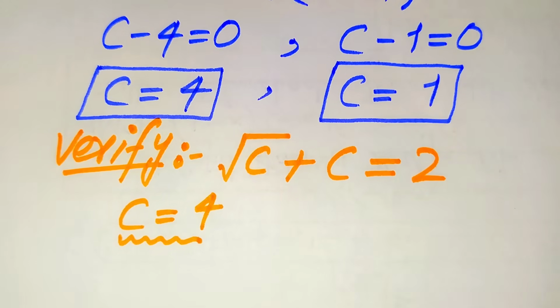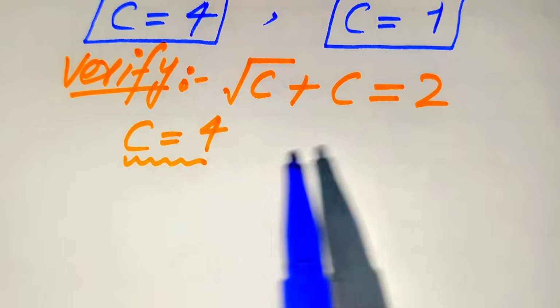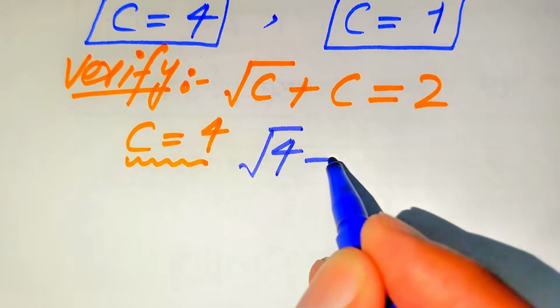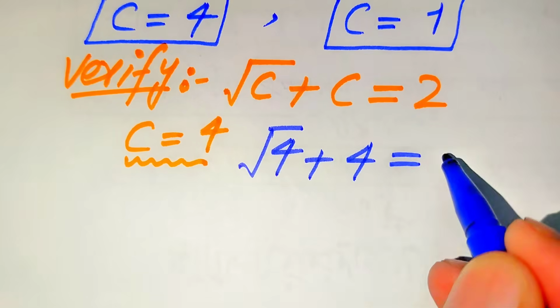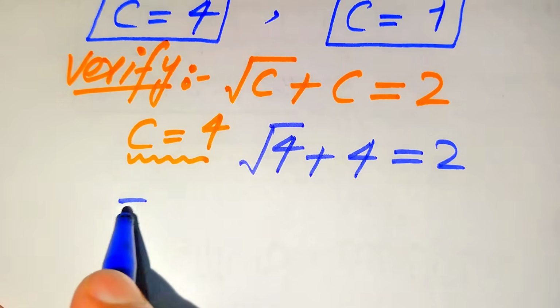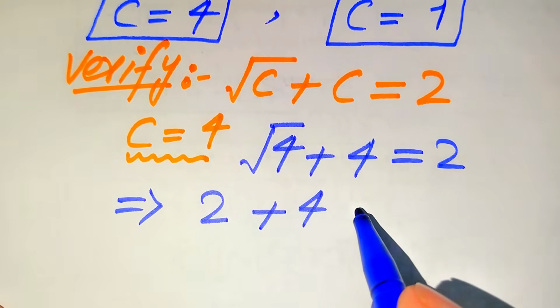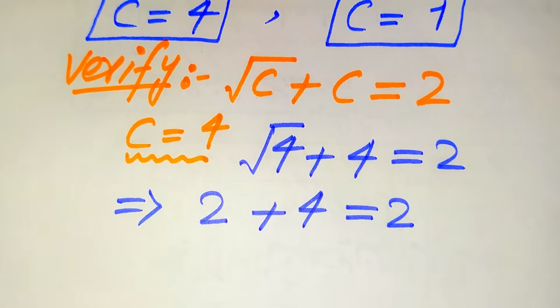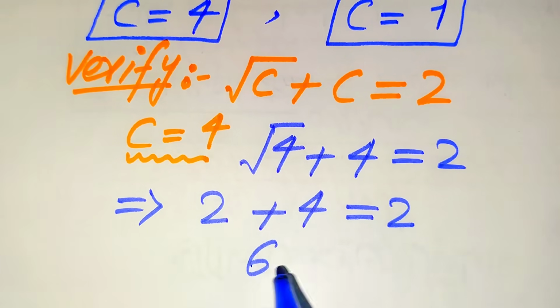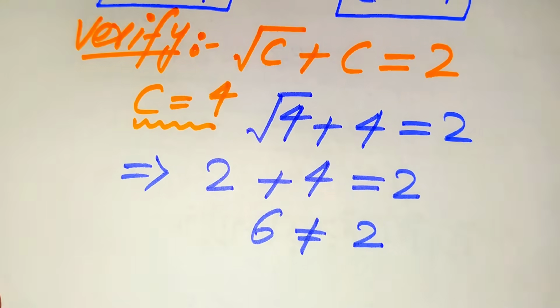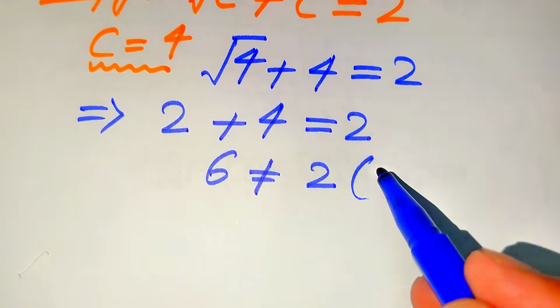Now first we verify c is equal to 4. It means that we substitute c equals 4 in the left hand side of this equation. After substitution, this will be written as square root of 4 plus 4 is equal to 2. And we know that the square root of 4 becomes 2, plus 4 is equal to 2. And now in the next step, 2 plus 4 becomes 6 is equal to 2. And we know that it is not possible, 6 is equal to 2. Okay, so we will just write it here.